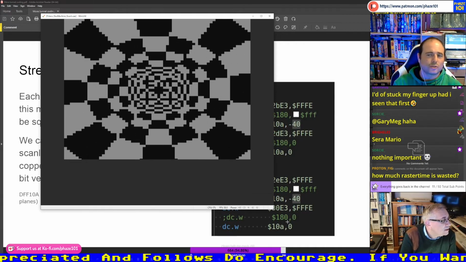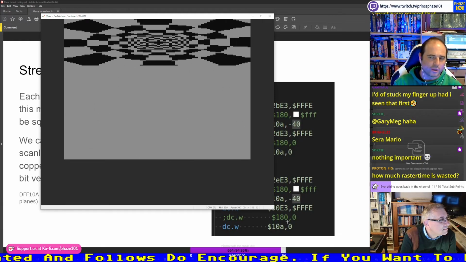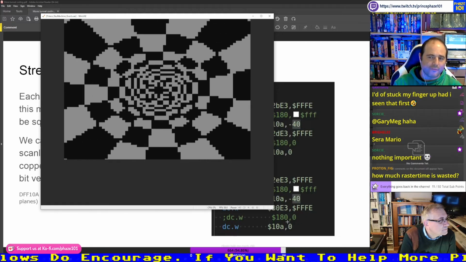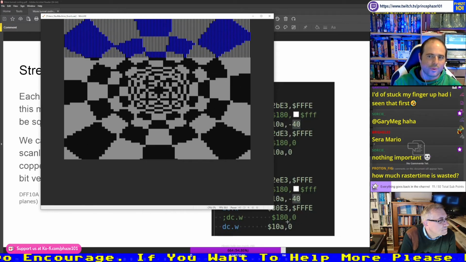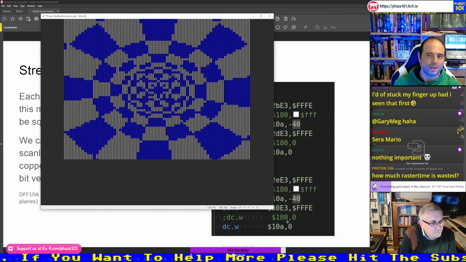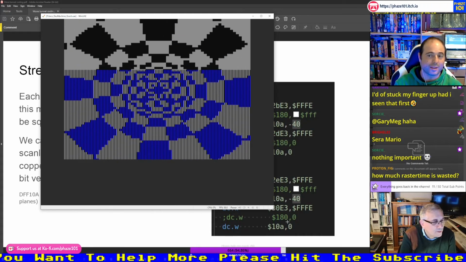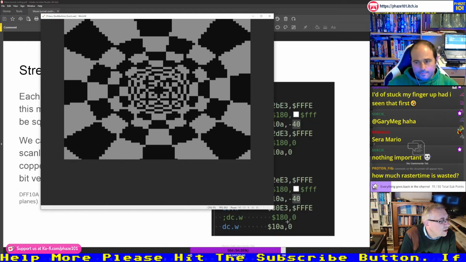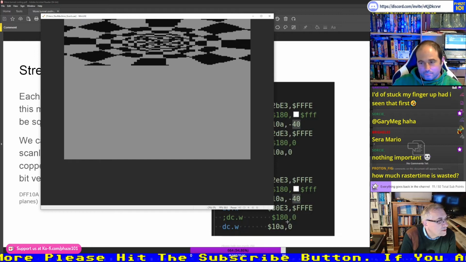So I managed to add the extra code in order to rotate the tunnel without losing performance, and with the tricks that I explained before, actually it's going much better. The frame rate is much better right now. So, Proton asked how much raster line is this one taking?